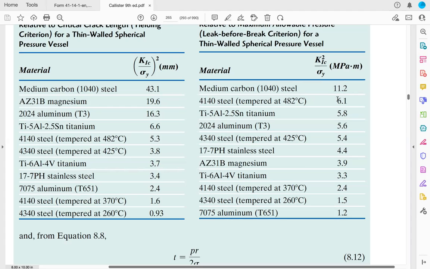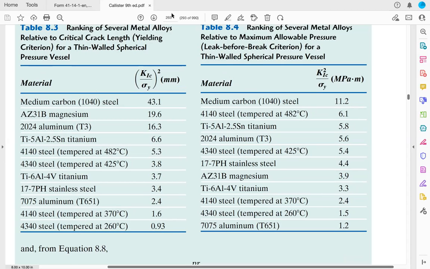Okay, so this actually tells us about the material selection case for the thin wall spherical vessel. Which material do we need? We can look at what design we would like to see. Is it before plastic deformation, or is it the leak before break criterion? Is it using the yielding criterion or the leak before break criterion? And then you can choose which material.